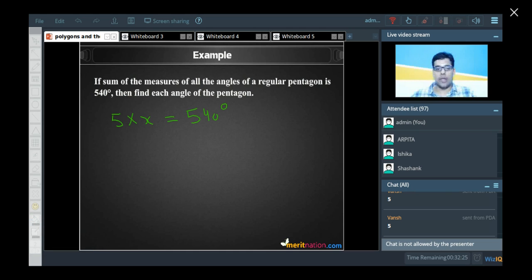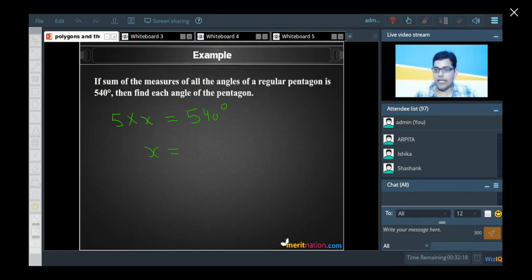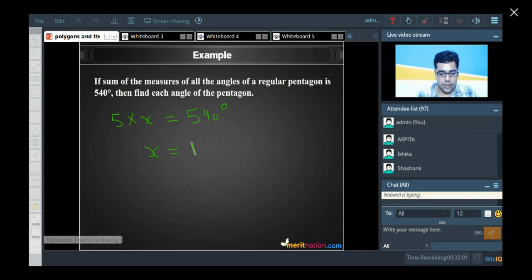And then we can solve this. x equals, everyone, please calculate this and write your answer in the chat box. x is coming out to be 540 divided by 5. How much is it coming as? Yes, it is coming as 108 degrees. So x equals 108 degrees. Therefore, each angle of the pentagon is 108 degrees.